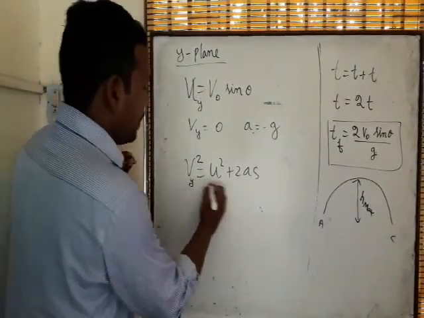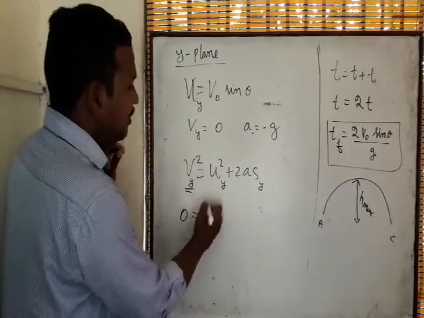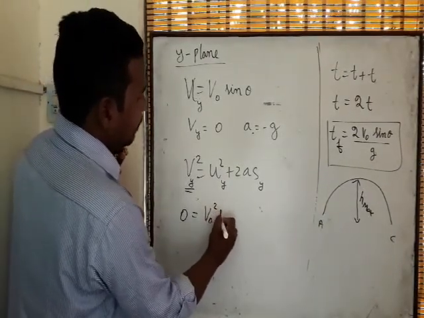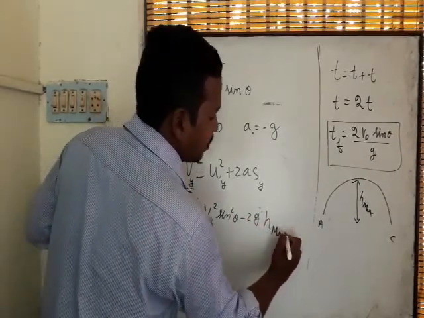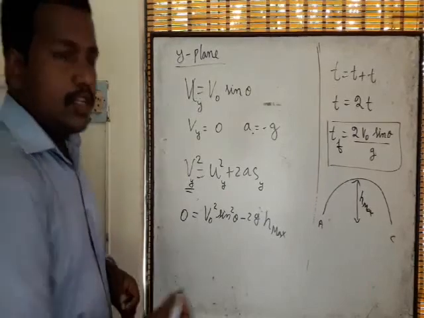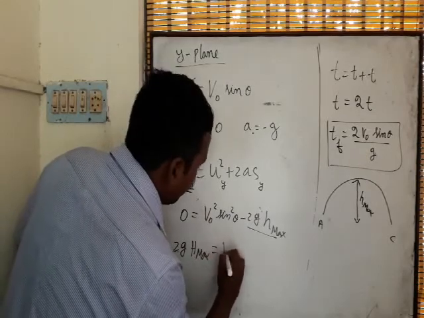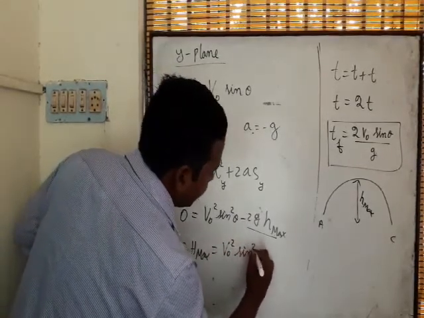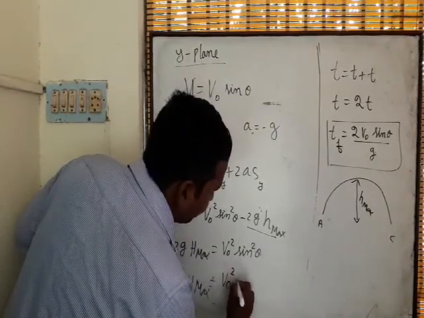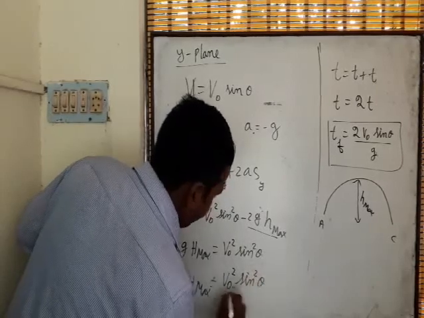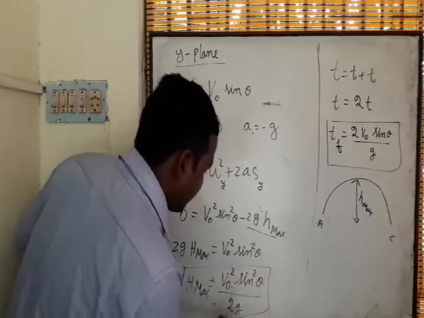So everything is in the y plane. The final velocity will be 0, and the initial velocity gives v naught square sin square theta, minus 2g, and the displacement will be h max, from minimum to maximum. So 2 times g h max is equal to v naught square sin square theta. That means h max is equal to v naught square sin square theta divided by 2g. So I got the maximum height the object can travel.